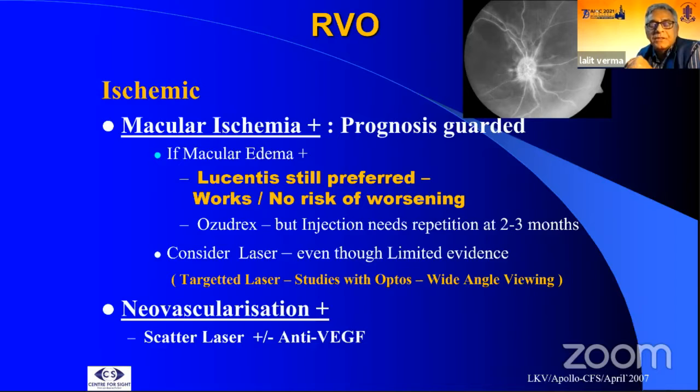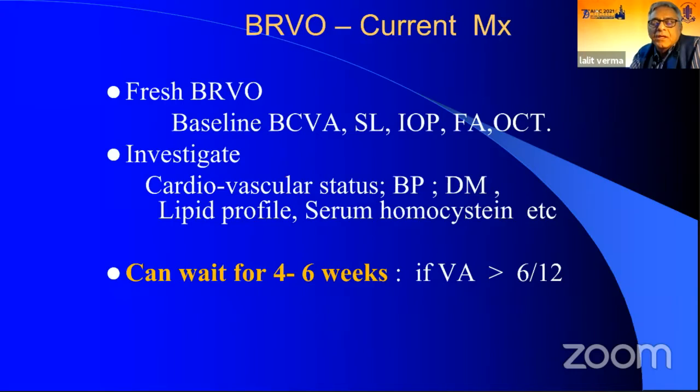do give multiple injections, bring down the OCT, and then consider laser in these patients. However, if the OCT is not high, less than say around 300 or so, we can directly do laser photocoagulation in these patients. Rarely you may see anterior segment neovascularization, then you have to do anti-VEGF plus scatter laser photocoagulation in these patients.